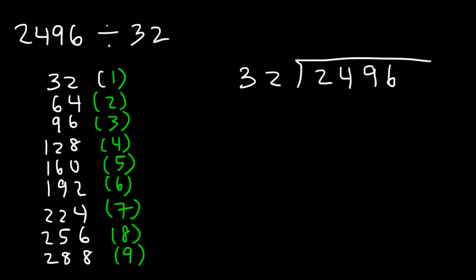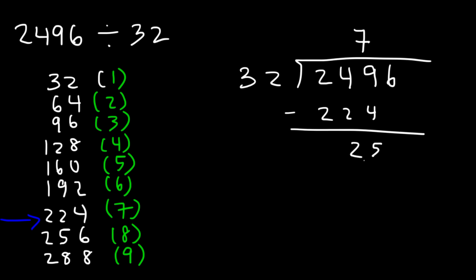Now, using this, how many times does 32 go into 249? Well, 256 is greater than 249, so we can't use that. But 224 is the highest number that's less than 249. So we could say that 32 goes into 249 7 times. 32 times 7 is 224. And then 249 minus 224, that is going to be, well, 9 minus 4 is 5, 4 minus 2 is 2, and 2 minus 2 is 0, so it's 25.